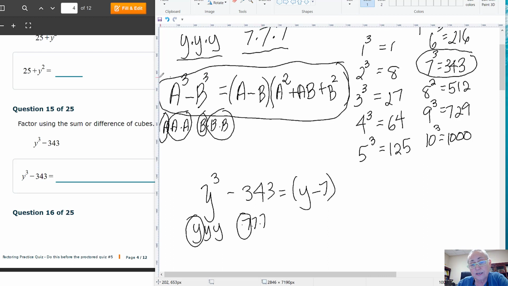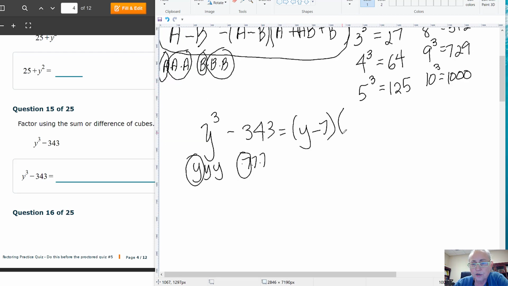Now, the reason I keep saying that is in a minute we're going to do the plus, and the sum of cubes is going to work, whereas the sum of squares did not. In the front, y times y, y squared. In the middle, opposite sign from this, and one of each multiplied, so 7 times y, and on the end, 7 times 7 is 49.